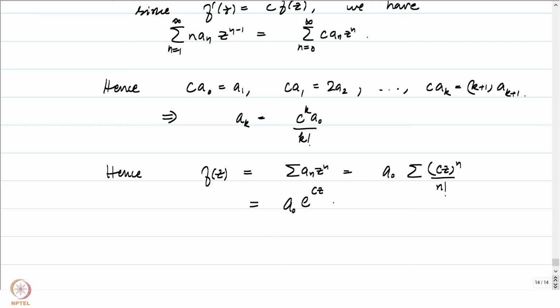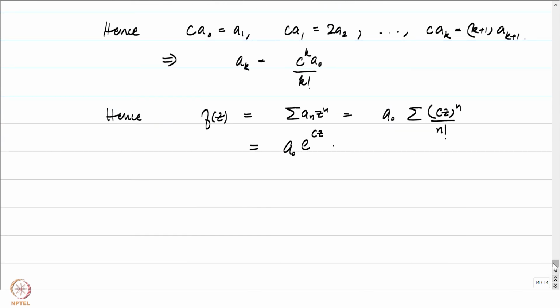In fact, we have explicitly computed what the expression for f is going to be. I will leave the rest as an exercise for you to check that the absolute value of f of z will be less than or equal to some positive number a times e to the power mod z. That is going to be straightforward. In fact, we now have a very explicit expression for f.